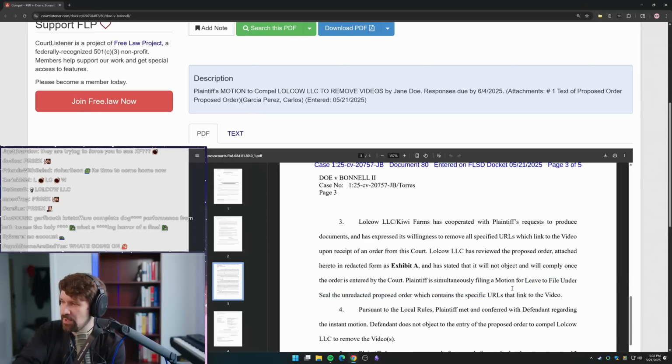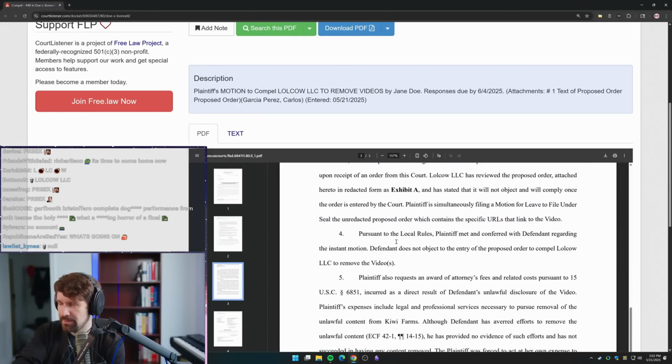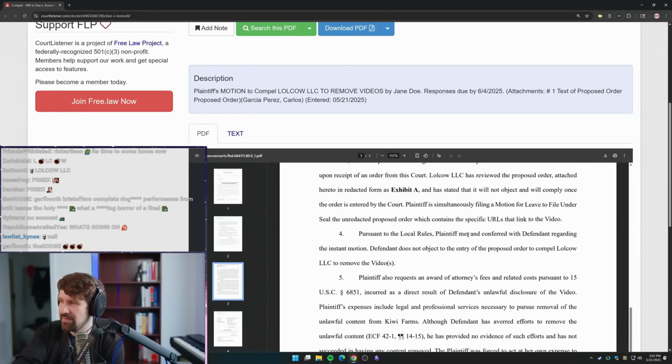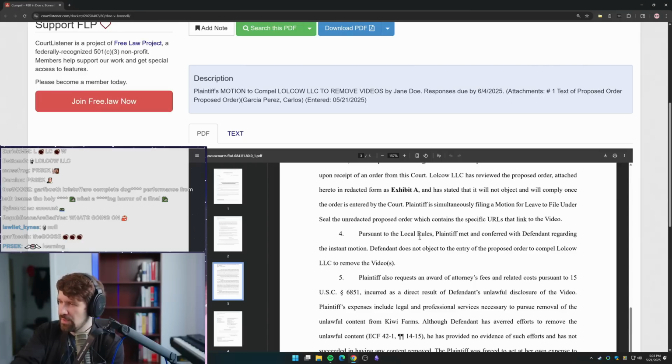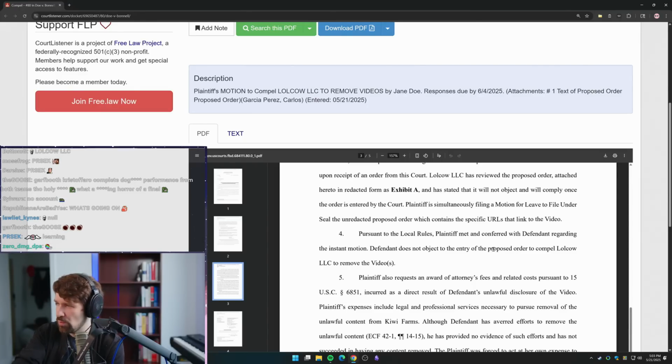Which contains the specific URLs that link to the video. Pursuant to the local rules, plaintiff met and conferred with the defendant regarding the instant motion. Defendant does not object to the entry of the proposed order to compel Lolcow LLC to remove the videos.